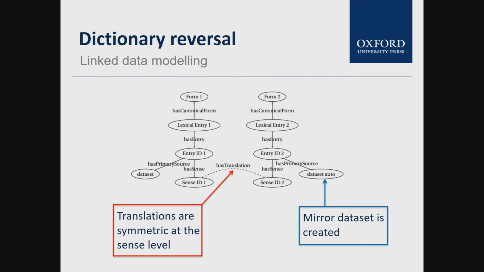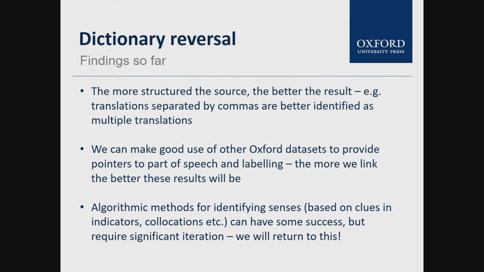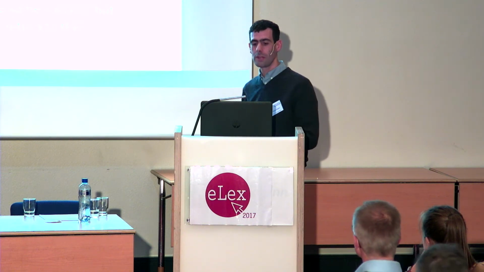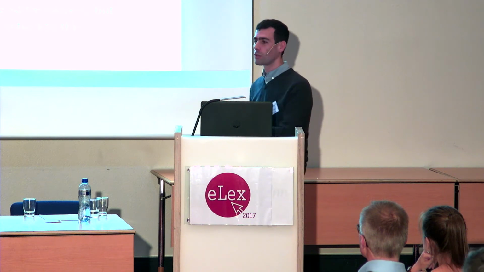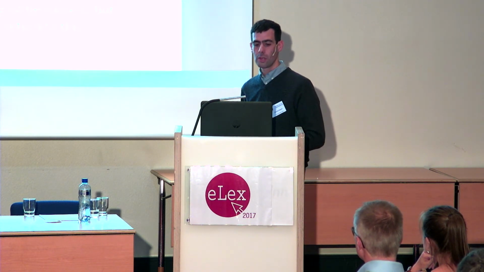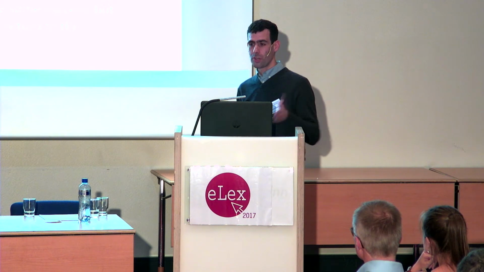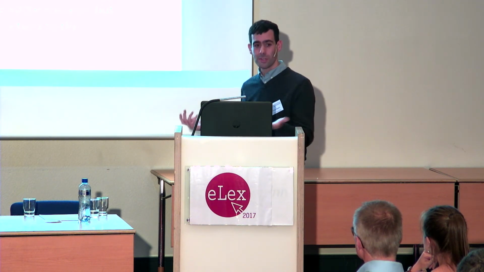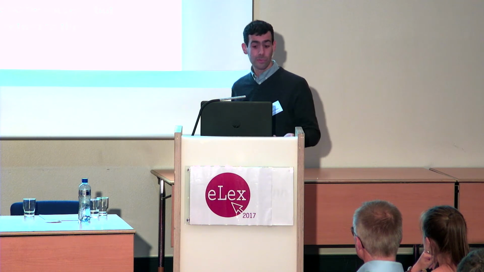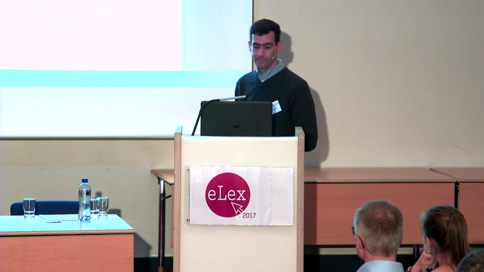And it's, from that point, really ready for post-editing, but of course, anything that we can do to improve that is better. What we've found so far is the more structured the source data, the better the result. I think that might be obvious, but certainly our experiments proved that. The Spanish dictionary is much more structured than the Urdu dictionary, and there are things that you could do to improve that structure and you get a better result. So translations which are separated by commas, if you identify those as separate translations, then you'll have a better headword list on the other side.